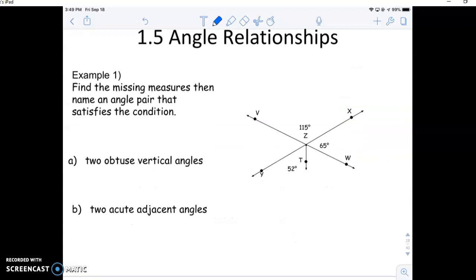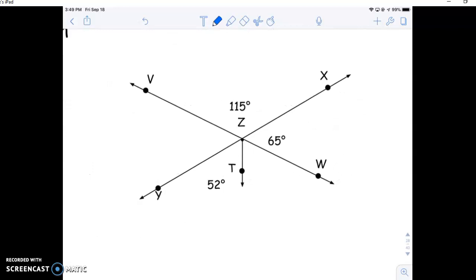Next, we have an actual example here. It says find the missing measures, then name an angle pair that satisfies the condition. So we have this figure. We'll get a lot of these questions where you have to figure out the missing angles. It's a common one in this first chapter of geometry, and actually especially this first trimester of geometry, where you have to find the missing angle and missing side. So we have to use the information that we do know. If you look at this figure, we need to figure out what this angle is and this angle is. And we actually have all the information we need.